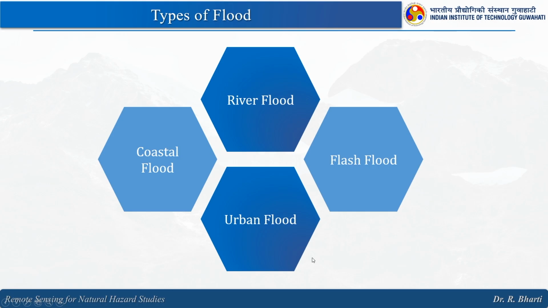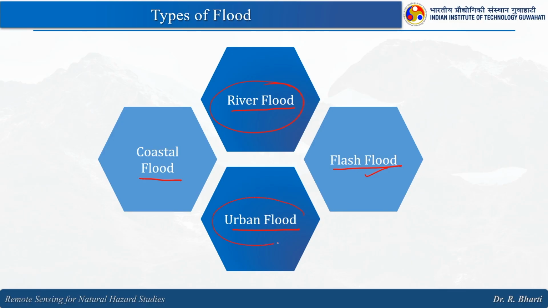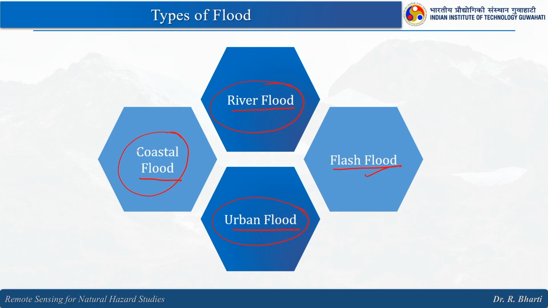So, when we talk about the types of flood, we have different types. We have river flood, flash flood, urban flood and coastal flood. The name itself indicates what kind of flood we are looking at, right. River flood is related to river overflow. Flash flood is mainly because of the sudden release of water because of some natural or maybe anthropogenic activities. Urban flood is because of urbanization. Coastal flood we can expect in the coastal region, right.